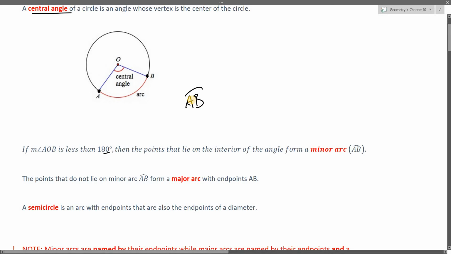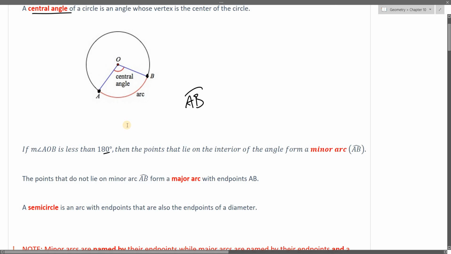The points down here at the bottom, the points that do not lie on the minor arc AB, form a major arc. So any points that would be up here, all of this around here, would form the major arc. The difference between a major and minor is obviously size. Majors are bigger, minors would be smaller.